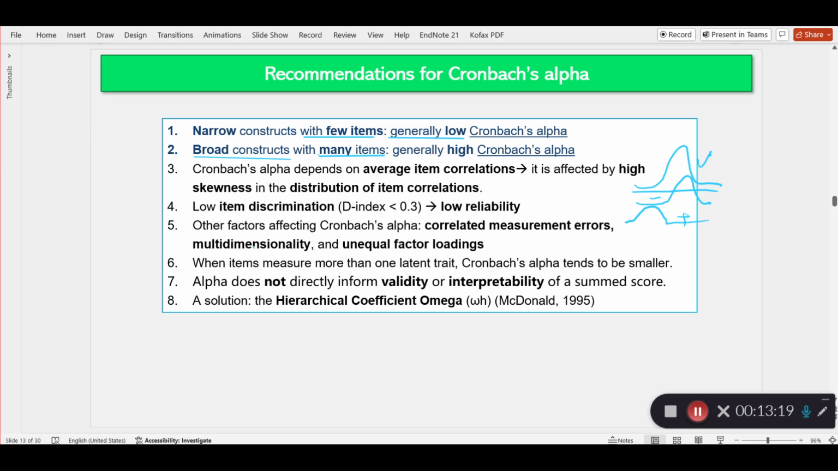In addition, there are factors that can affect Cronbach's alpha, and they're more kind of illusory and difficult to measure and investigate, such as correlated measurement errors. And this is something that I have discussed in other videos, including those where I talk about Rasch analysis, the concept of local independence, and also item response theory models. Please watch those videos if you're interested.